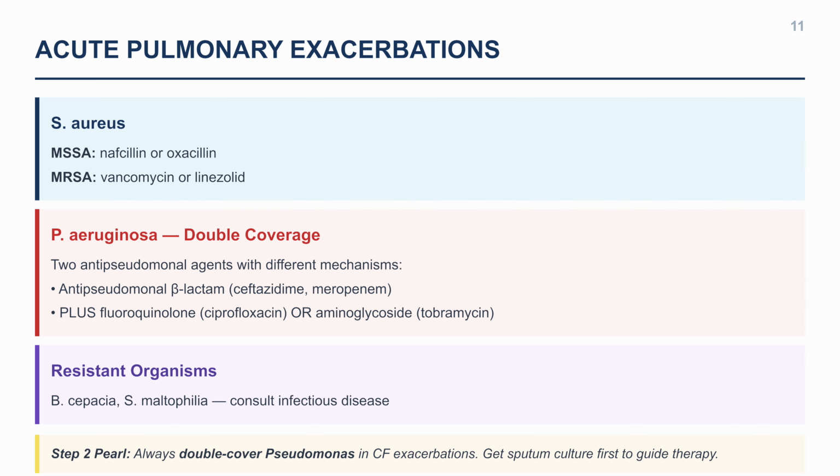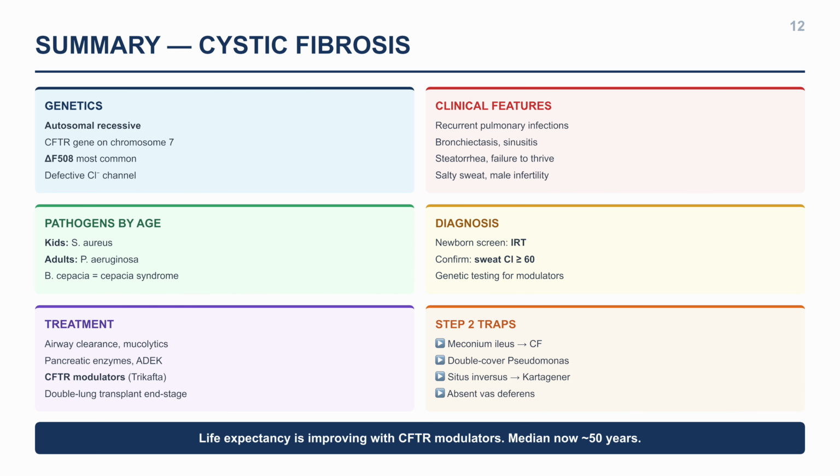Typical combinations are an anti-pseudomonal beta-lactam, such as ceftazidime or meropenem, plus either a fluoroquinolone like ciprofloxacin or an aminoglycoside like tobramycin or amikacin. For resistant organisms like Burkholderia cepacia and Stenotrophomonas maltophilia, always consult infectious disease specialists. Step 2 Pearl. Always double cover Pseudomonas in CF exacerbations, and always obtain a sputum culture before starting empiric therapy to guide antibiotic selection. Let's wrap up.